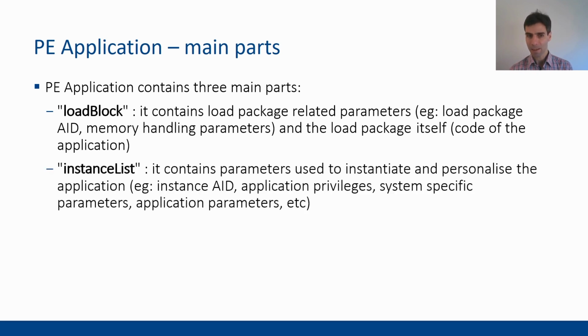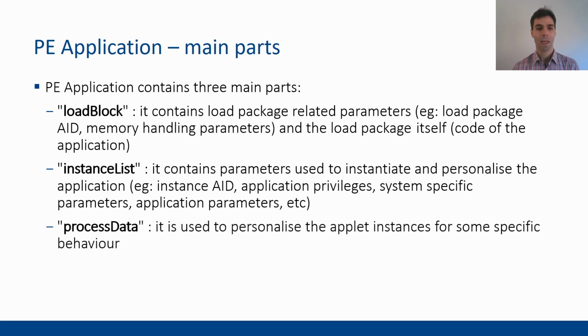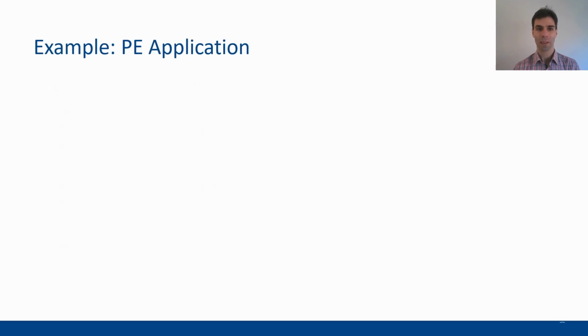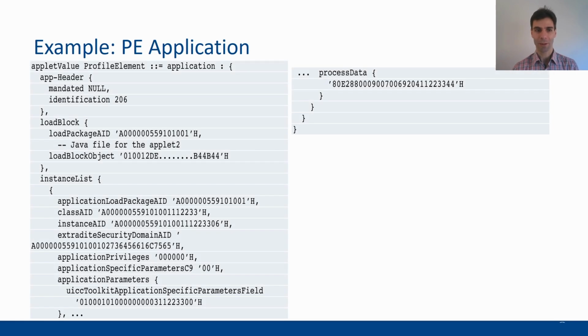Then the instance list. It contains parameters used to instantiate and personalize the application. For example, instance AID, application privileges, system specific parameters, or application parameters. Finally, process data, which is used to personalize the applet instances or some specific behavior. And now let's take a look at the example with the concrete coding.